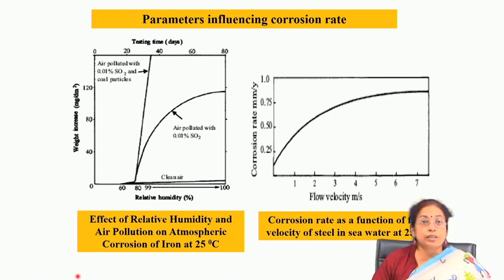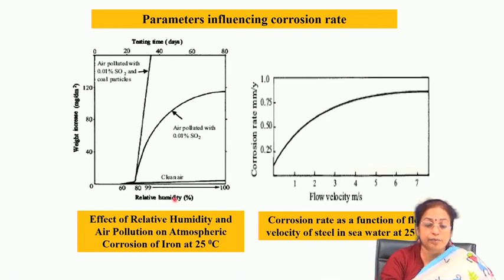It also depends on the kind of species present in the environment. For example, this is the case where the corrosion rate of iron in different environments is shown. In clean air it is minimum. When it is polluted with 0.01% sulfur dioxide, it is a little higher, much higher than that of clean air, and when it is polluted with 0.01% sulfur dioxide and coal particles, you will see that the corrosion rate is maximum. Corrosion rate is usually measured in terms of weight gain as a function of time or temperature or different environmental parameters.